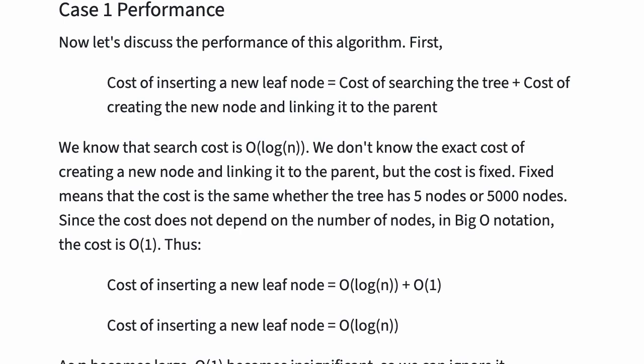Since the cost does not depend on the number of nodes, in big O notation, the cost is O of 1. Thus, the cost of inserting a new leaf node is equal to O of log n plus O of 1, which is just O of log n. As n becomes large, O of 1 becomes insignificant, so we can ignore it.